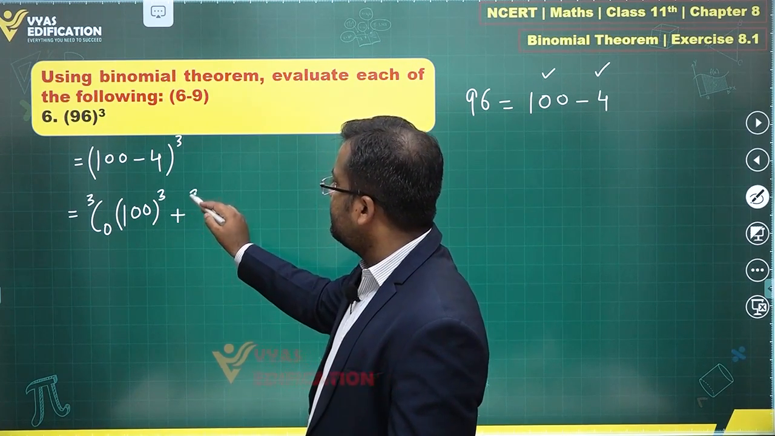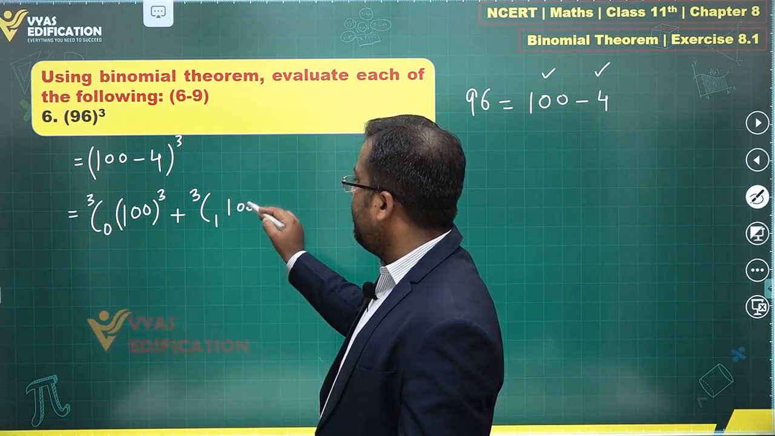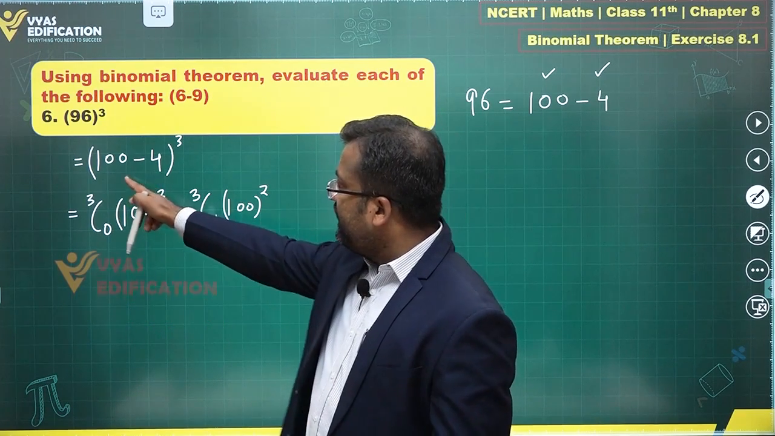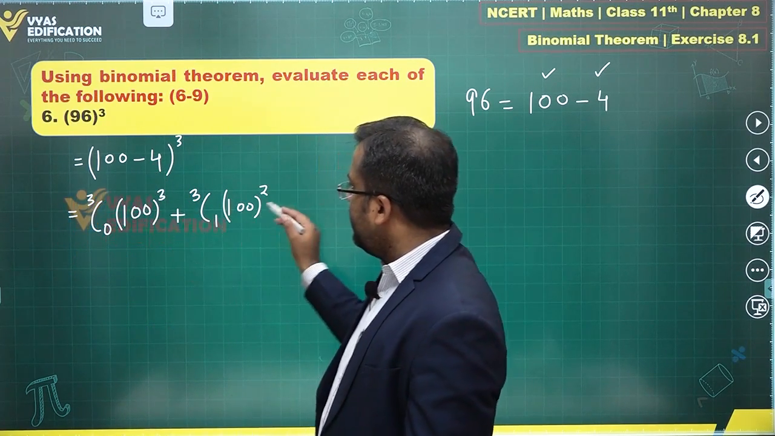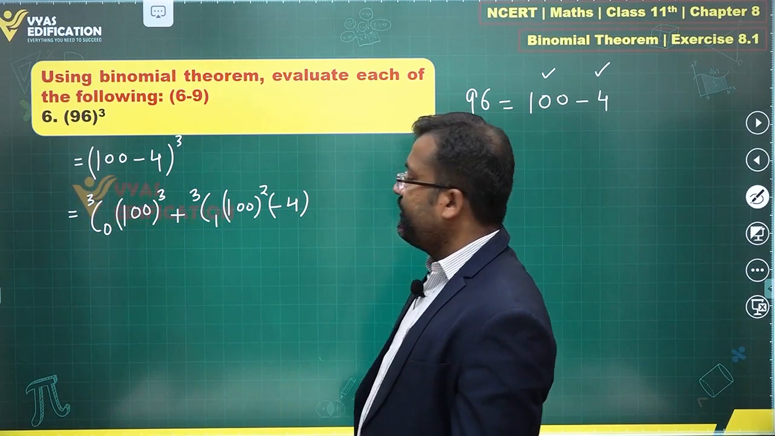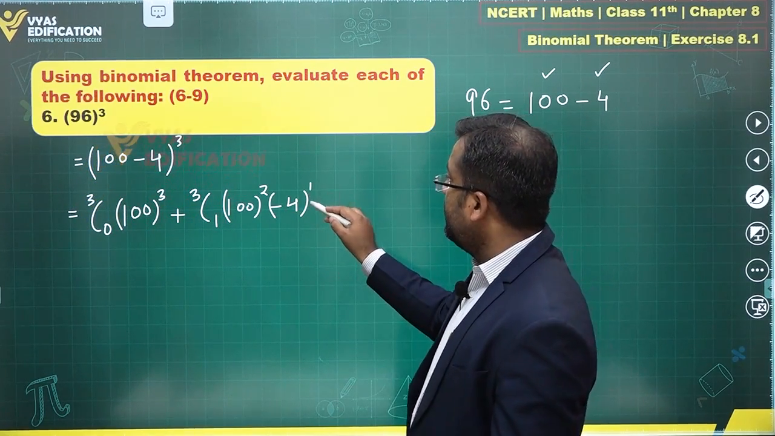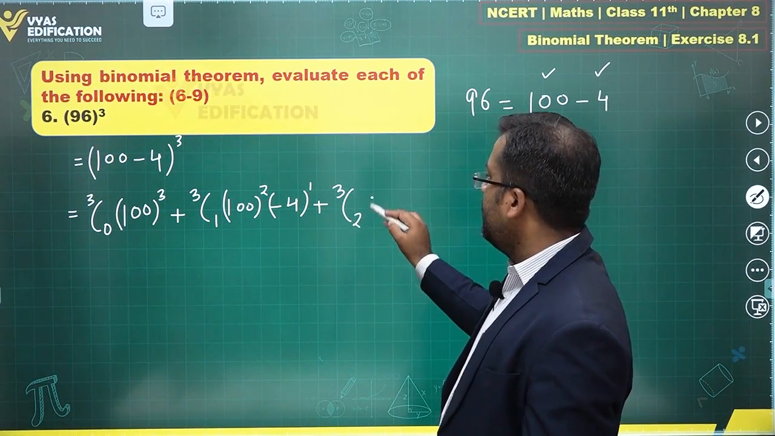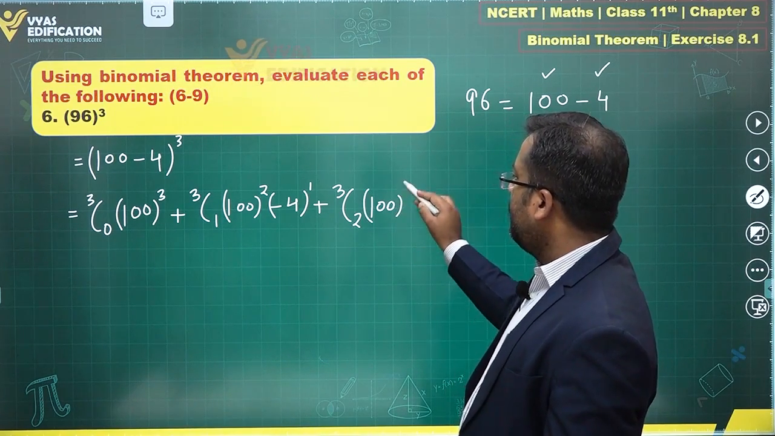Let's not get that minus. This is 3c1, 100 power 2. The power of 100 reduces. The power of minus 4 was 0 over here, and it will increase over here. This will be minus 4 power 1, plus 3c2, 100 power 1.